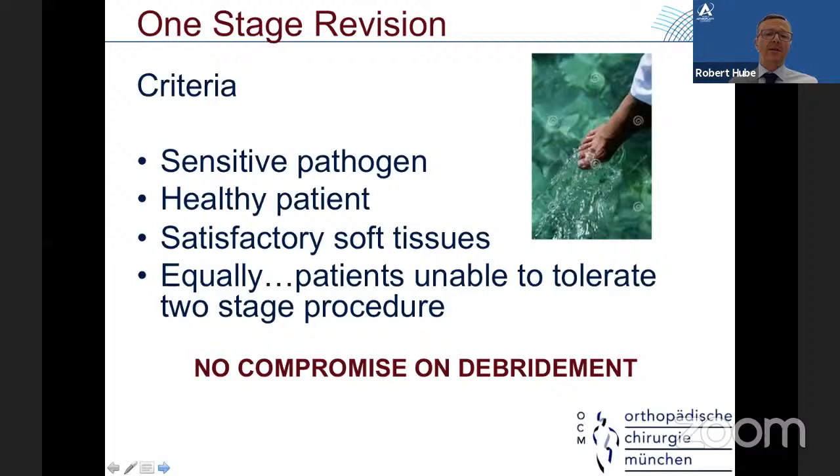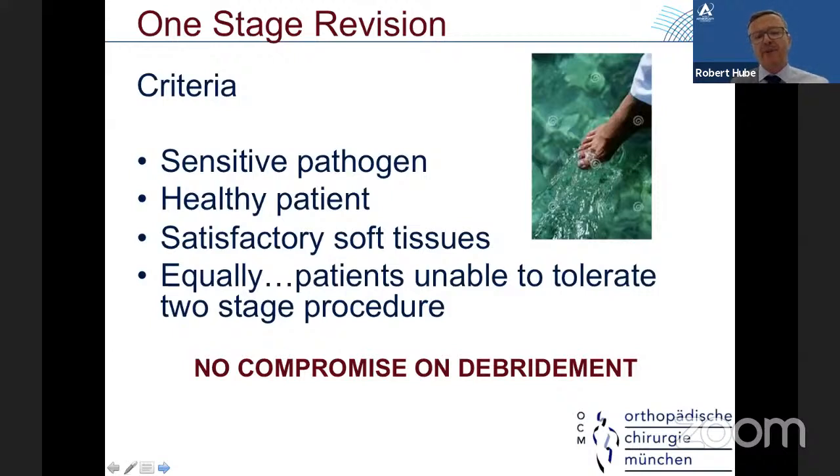One-stage criteria: sensitive pathogen, no difficult to treat bug. What is a difficult to treat bug? Gram-positive, rifampicin-resistant bugs, that is a difficult to treat bug, or gram-negative ciprofloxacin-resistant bug, that is a difficult to treat bug. These are bacteria which are difficult to treat.